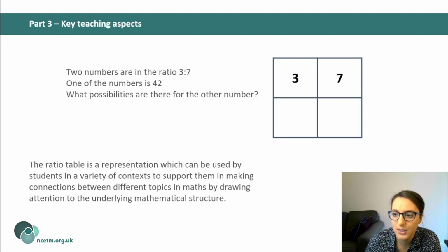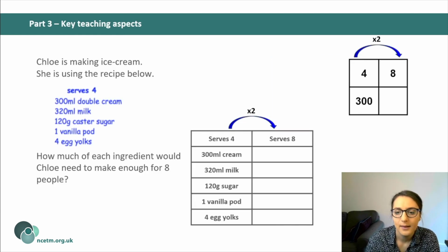So, for example, a question such as, there are two numbers which are in the ratio 3 to 7, so again, towards that idea of being in proportion with each other, and one of the numbers is 42. What other possibilities are there for the other number? So getting students to start to explore that relationship both between the 3 and the 7, but also between the 3 and the 42 and the 7 and the 42. So this is using that representation to support us in answering some fairly standard questions.